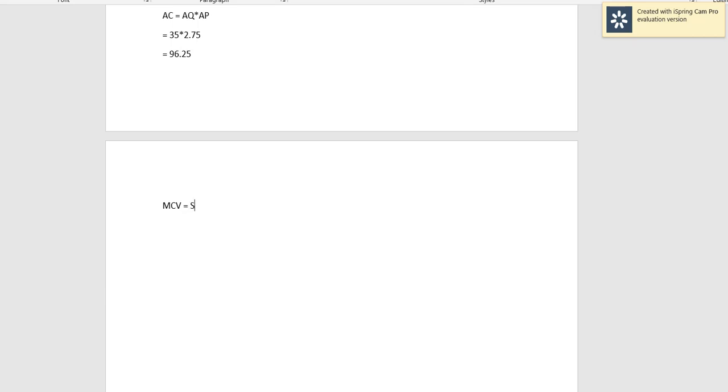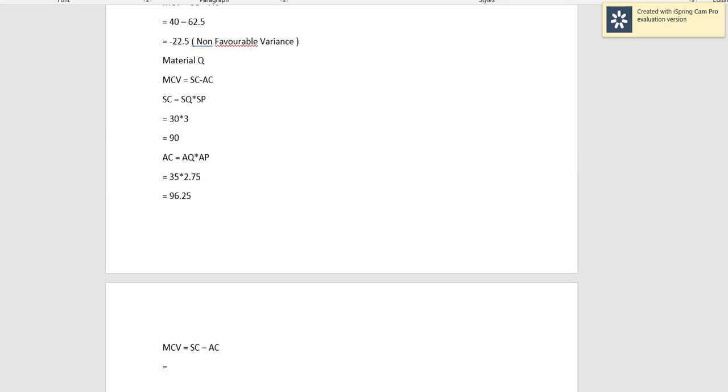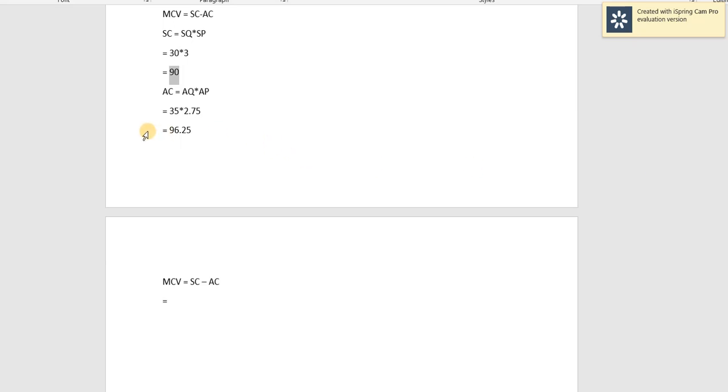Now, therefore, material cost variance is equal to standard cost minus actual cost. What is the standard cost here? That is 90 and actual cost is 96.25. Therefore, 90 minus 96.25 will come to minus 6.25. So this is also a non-favorable variance.